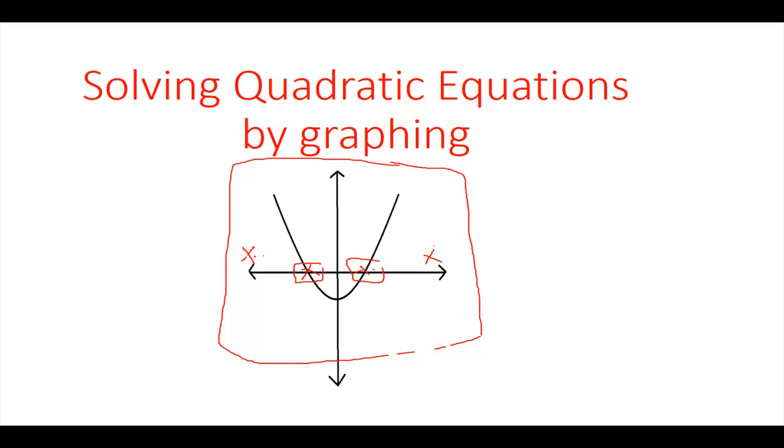So again, how are we going to find the solution of the second quadratic equation from the curve? By the intercept point between the curve and the x-axis. So the solution is right here. The solution is right here.